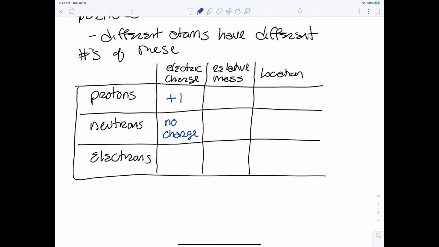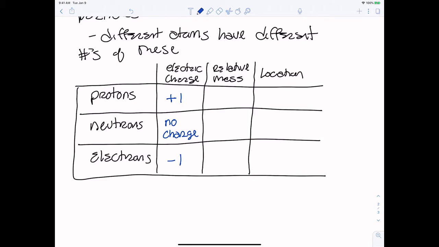Electrons, what's my charge on an electron? Yeah, good, -1, right? Not just negative, because -3 is still negative, -1. Cool. So protons have a +1 charge, neutrons have no charge, and electrons a -1 charge.